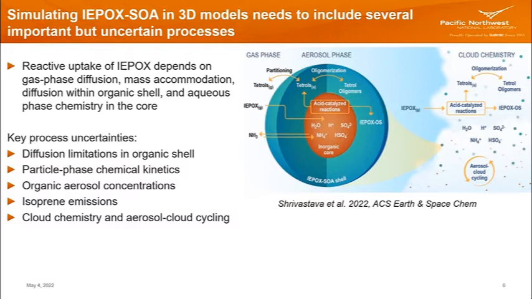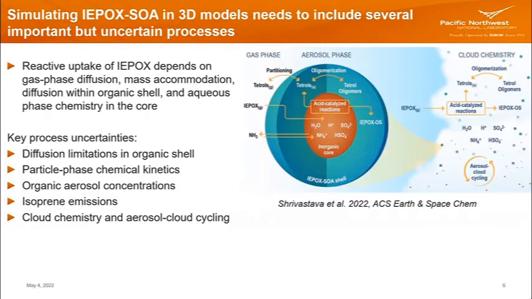So there are several processes when, as modelers, we try to model the epox SOA formation, we need to think about several processes and their uncertainties. Diffusion limitations in the organic shell is one of them. There is chemical kinetics in the inorganic core that also needs to be well constrained by measurements. But then getting the total organic aerosol concentrations right, what is the thickness of the coating? What is the viscosity of the coating material? That is really important. Then obviously isoprene emissions are important because, depending upon how well you are modeling the isoprene or getting the isoprene emissions right, that could change the availability of gas phase epox.